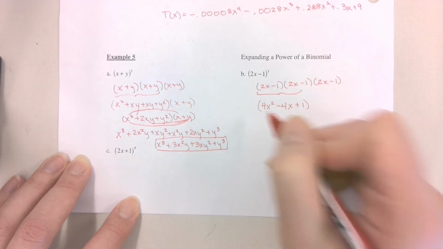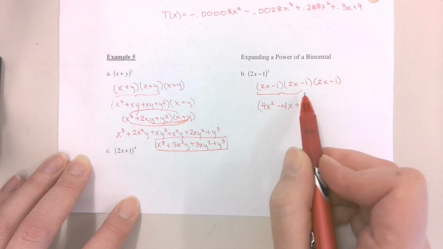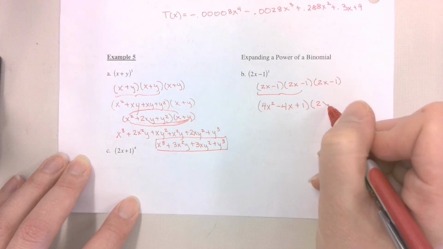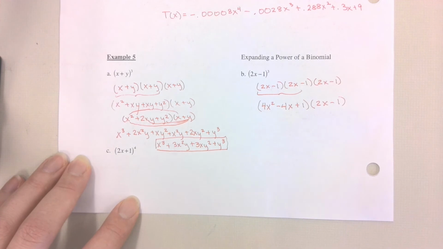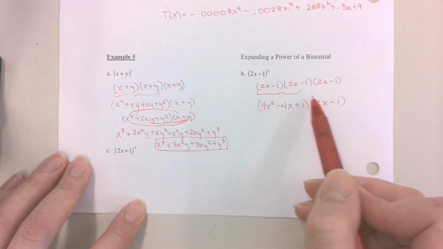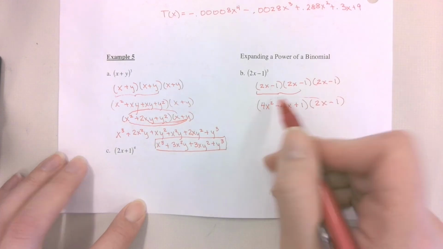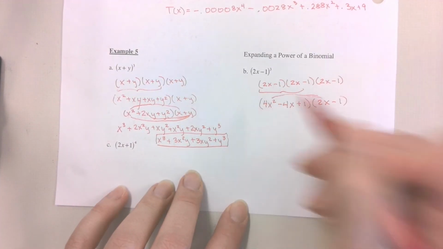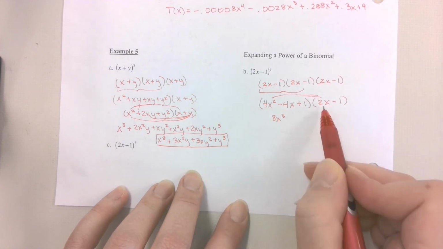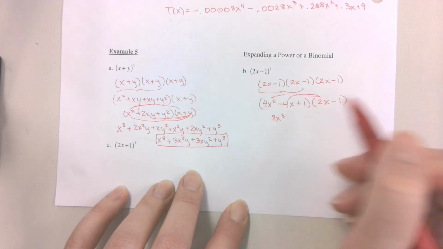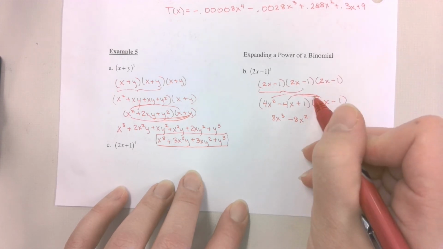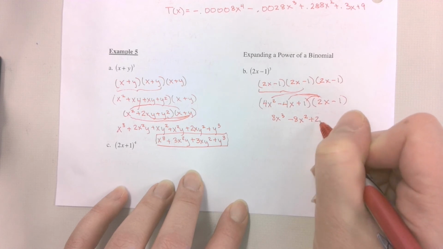So I skipped the extra step and I went ahead and put the outside and inside together. I'm still taking this times 2x minus 1. And again, the order that you multiply does not matter, so I am choosing to distribute from the 2x. So this is going to give me an 8x to the third, and then I'm going to distribute here and get a negative 8x squared, and then a positive 2x.